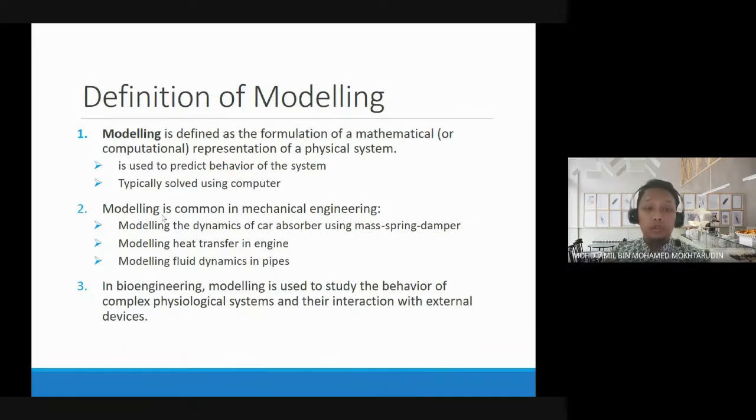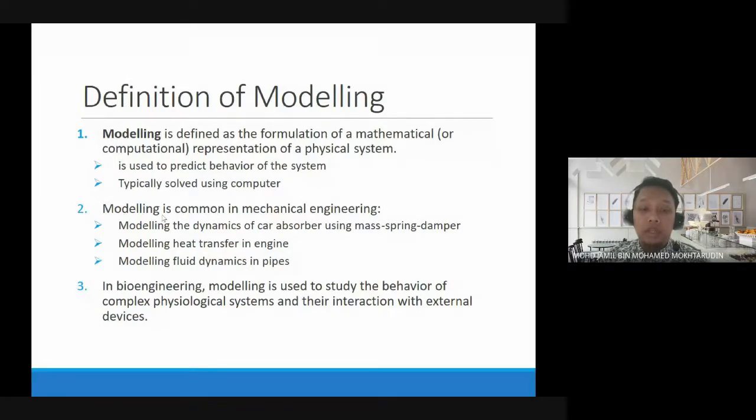So we can use modeling to predict the behavior of a system. And usually we will use a computer to solve a more complex model. Modeling is very common in mechanical engineering, such as we can model the dynamics of a car absorber. I think you have learned this in automatic control, where we use mass spring damper. We also use modeling to study heat transfer in an engine and also to model fluid dynamics in pipes. All of this you have learned in automatic control, heat transfer, and fluid dynamics.